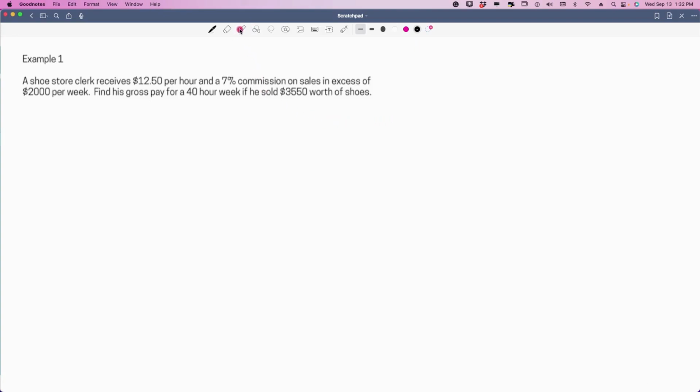So first of all, let's look at the important information. They get $12.50 per hour and 7% commission in excess of $2,000 per week. And that's on sales. That's important too. So we need to find his gross pay for a 40-hour week if he sold $3,550 worth in sales that week.